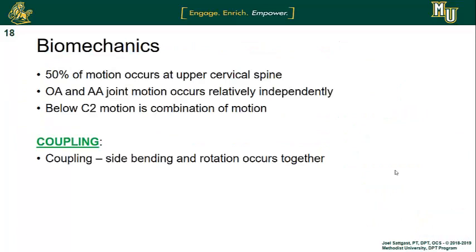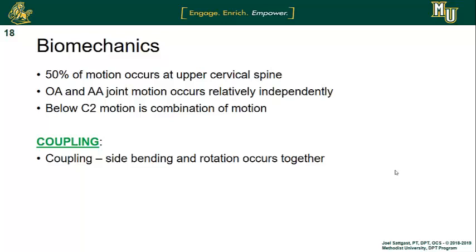When we're looking at biomechanics, we first have to recognize that 50% of the motion occurs at the upper cervical spine. Both the OA and the AA joint motion occur relatively independently, and then once we get below C2, motion is a combination of motion, and so there's this coupling that occurs. Why does this matter? Well, in our assessment, we need to be screening both upper cervical spine as well as lower cervical spine. Part of how we can know, or at least clue into whether or not there's a restriction there, is to look at gross movement.